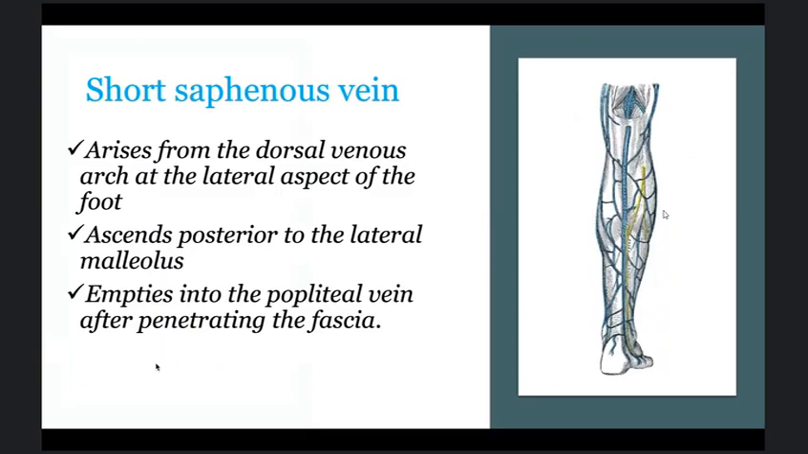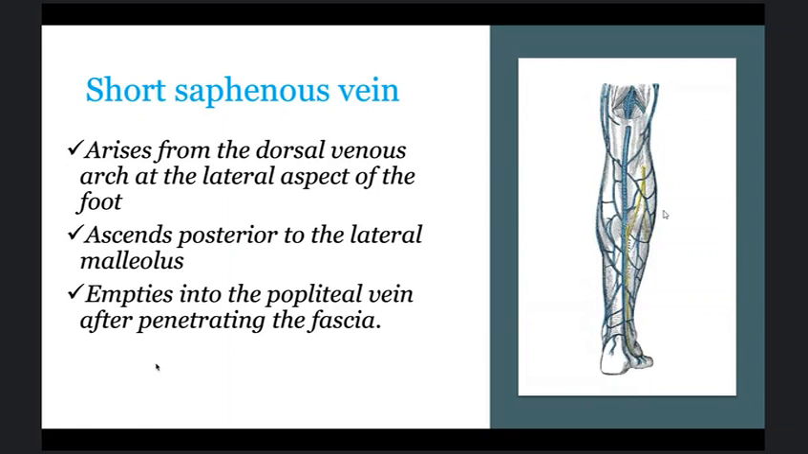Now, what about the short saphenous vein? Also, the short saphenous vein arises from the dorsal venous arch of the foot, but as a lateral continuation, and it ascends posterior to the lateral malleolus, and it empties into the popliteal vein after penetrating the fascia in the popliteal region.